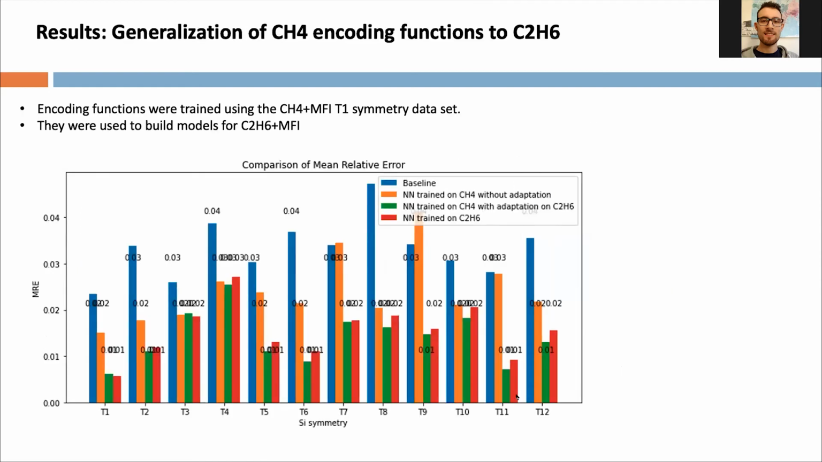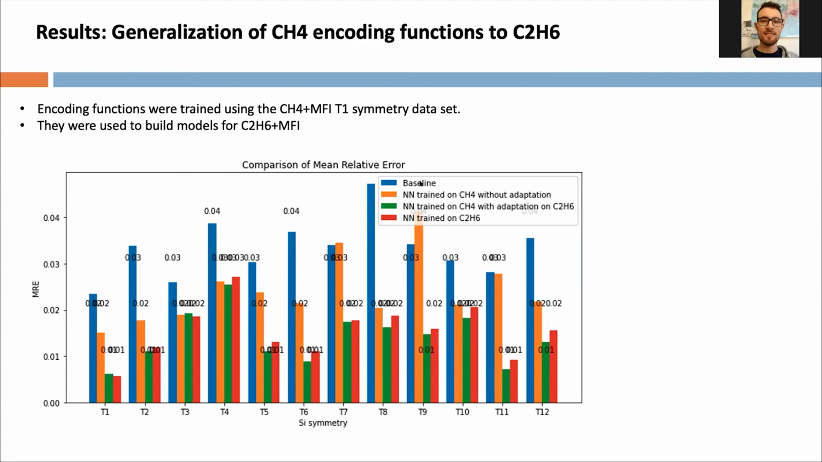So moving on, we're looking here at the generalization of the CH4 encoding functions to C2H6. What we did is we took the T1 symmetry data for the methane in the zeolite framework, and we trained the encoding functions there. And then we fixed those, and we just built a model for the C2H6 in the zeolite framework, and used those as basically initial conditions.